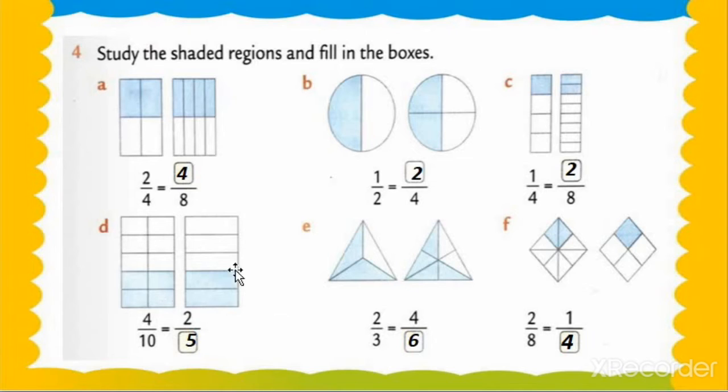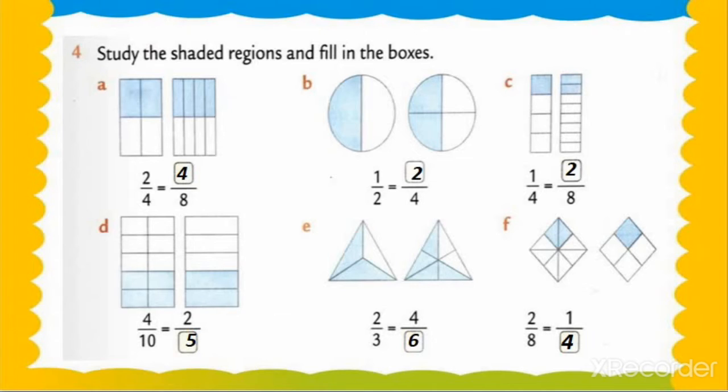Understood? Then after that we take the next figure: 1, 2, 3, 4 and 5. Total there are 5 parts. And 1 and 2 parts are shaded by blue color. So that's why we are writing 2. So 2 by 5. Got my point, my dear students? 2 by 5. Understood, dear students?